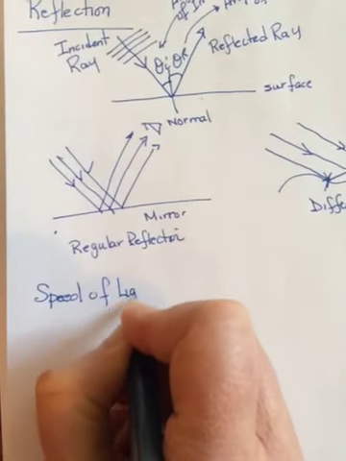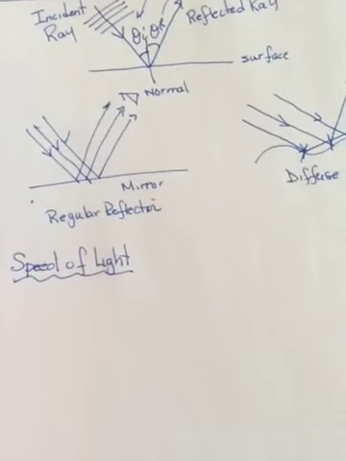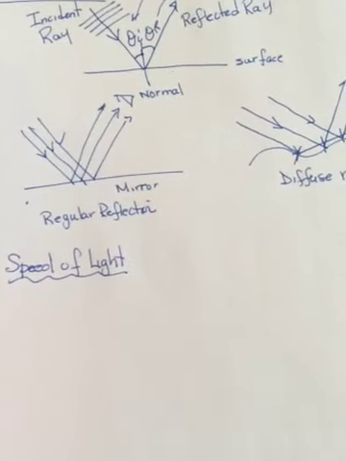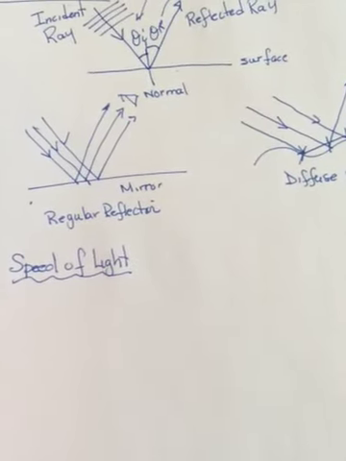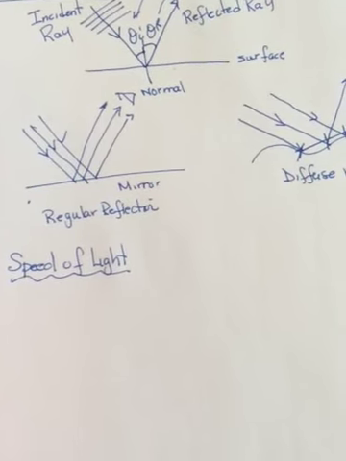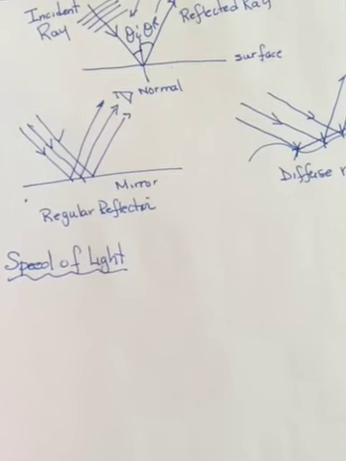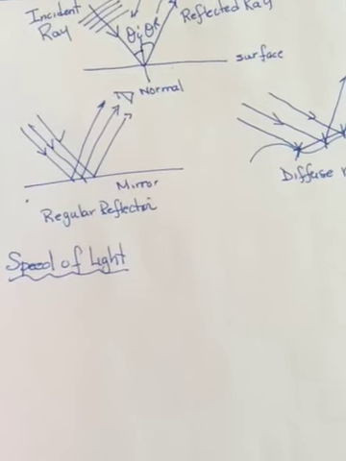So we know the speed of light in a vacuum is the speed limit of the universe. Nothing travels faster. But when light enters other media, it's going to slow down. And how much it slows down by depends on the density of the medium. The more dense the medium, the more it slows.